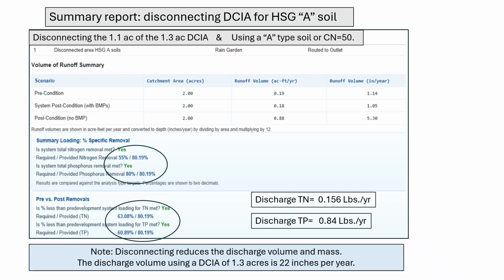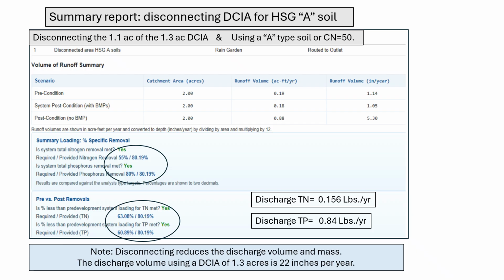The results are striking. Without any disconnection or best management practice in place, the post-condition runoff volume is 22 inches per year. After disconnecting and implementing the rain garden, that volume drops to just 5.30 inches per year. That is a dramatic reduction, and it demonstrates how effective disconnection can be when paired with an appropriate best management practice.